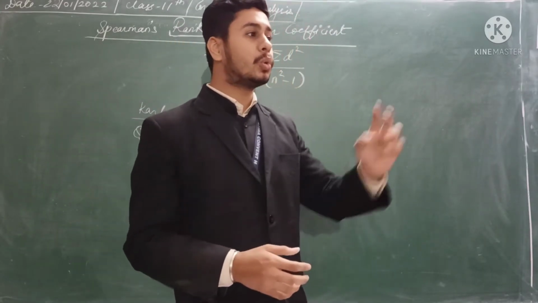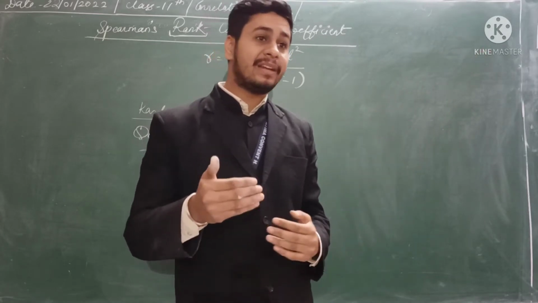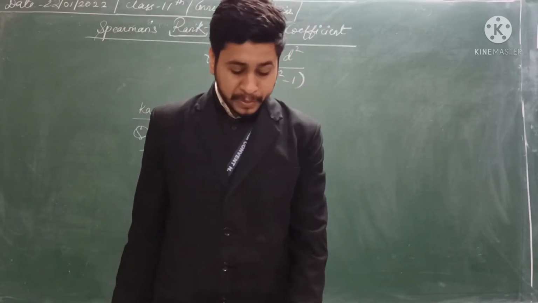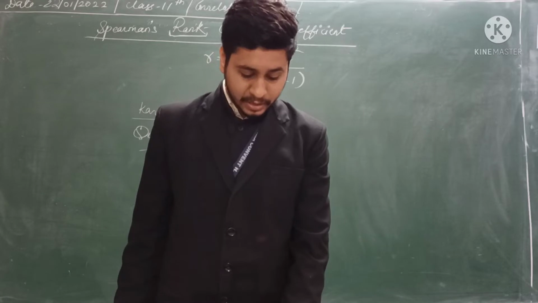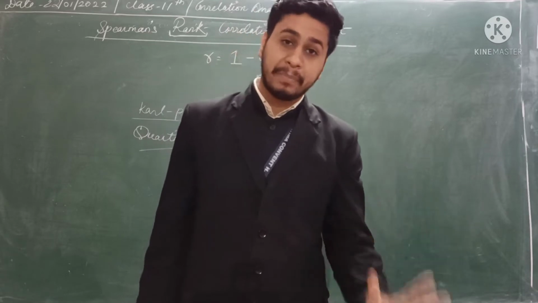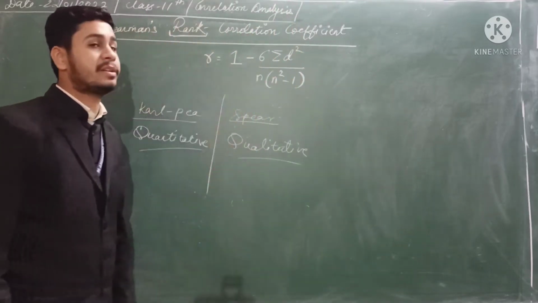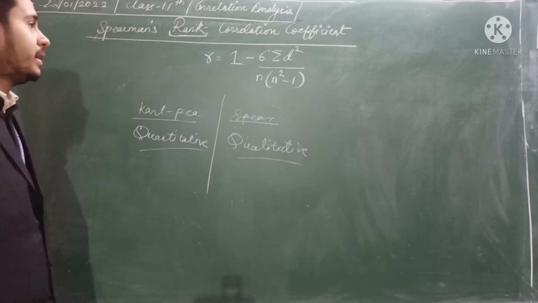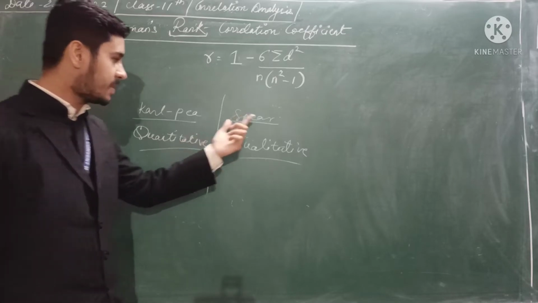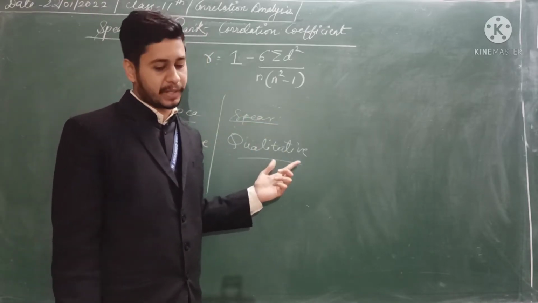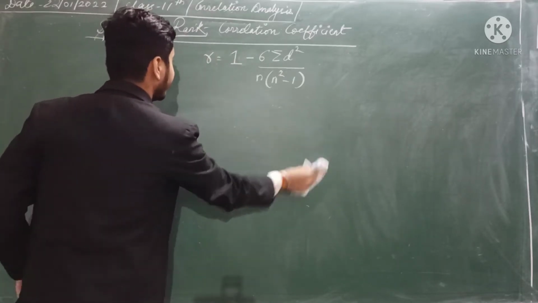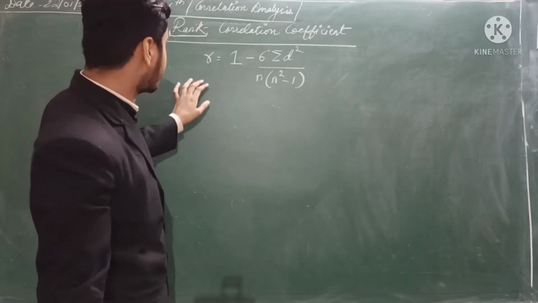That means if you want to correlate between two things, sometimes it is difficult to give numerical values to the quality. For example, honesty, beauty, intelligence. For that purpose, Spearman's rank correlation coefficient is made. So remember these two: Karl Pearson coefficient for quantitative data, Spearman's rank correlation for qualitative data. This is also a correlation coefficient, so definitely there is a measurement scale for this also.